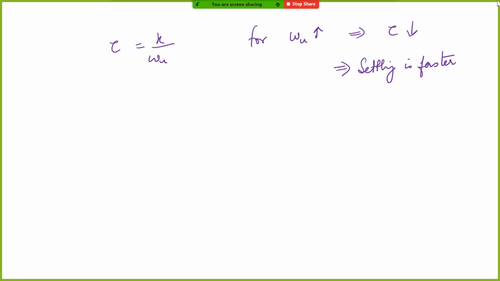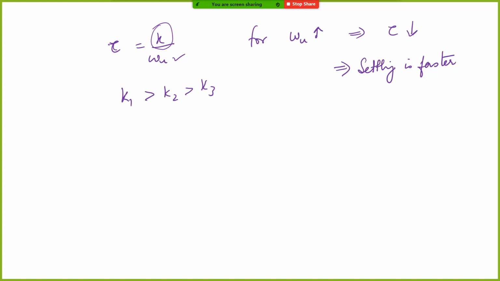Now we have seen one important part, which is the speed of the amplifier. Let's look at the other factor. What else determines this settling response? Tau is dependent on omega u, we saw. What is the other parameter that tau depends on? It is K. So what can we say about K? Let's say K1 greater than K2 greater than K3. There are 3 gains.